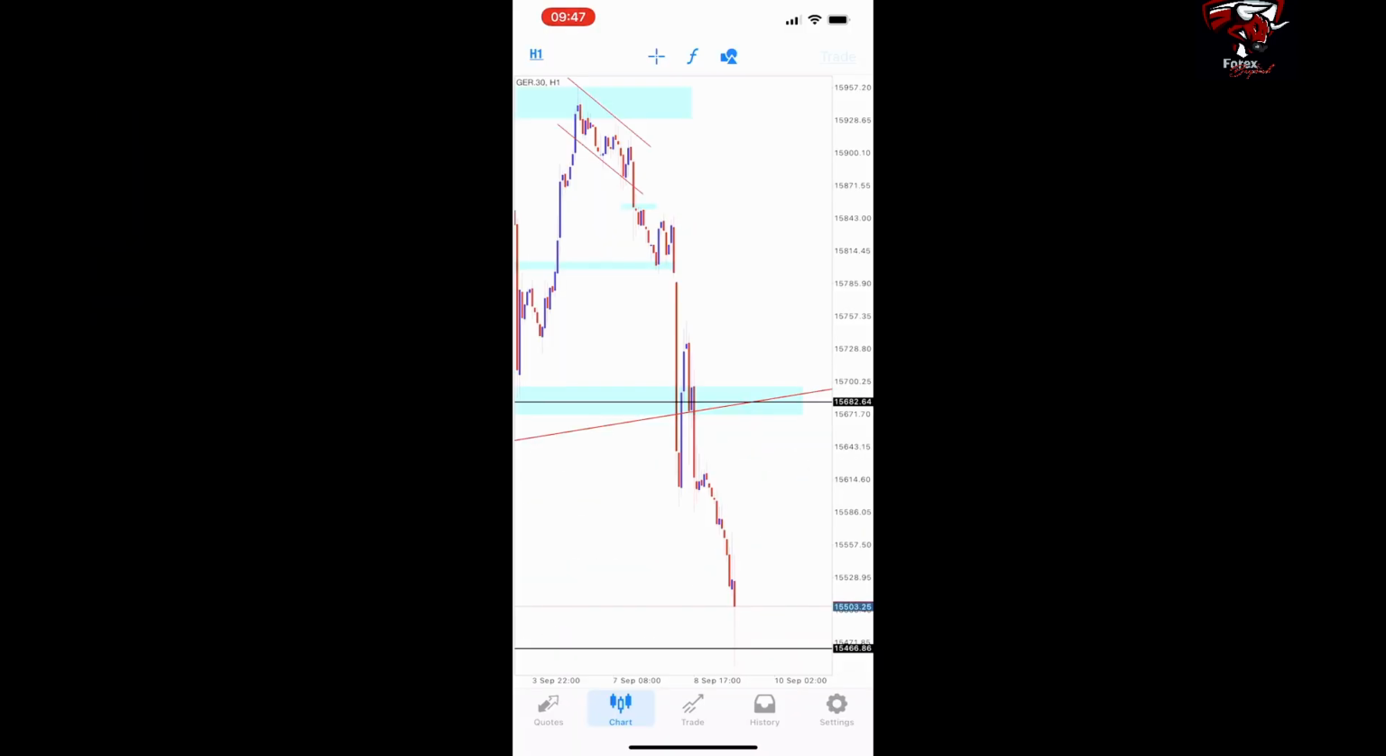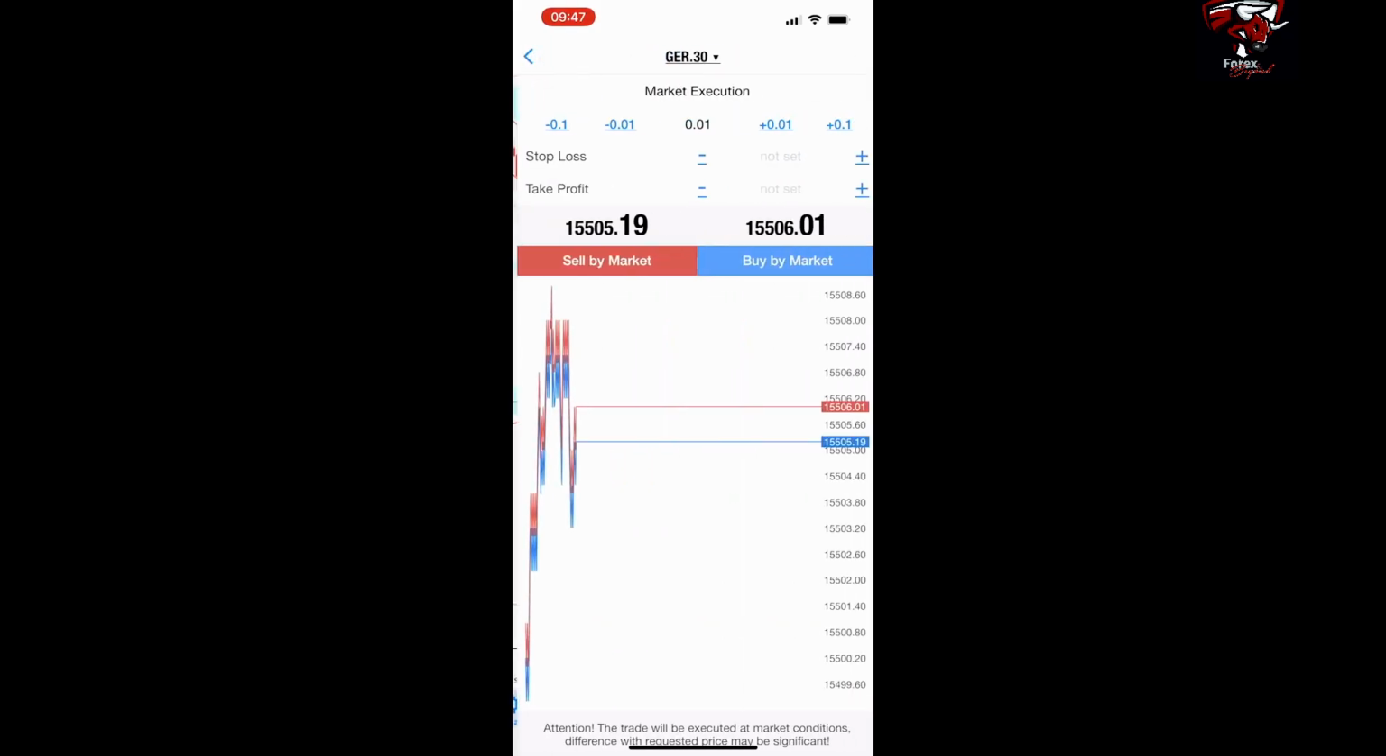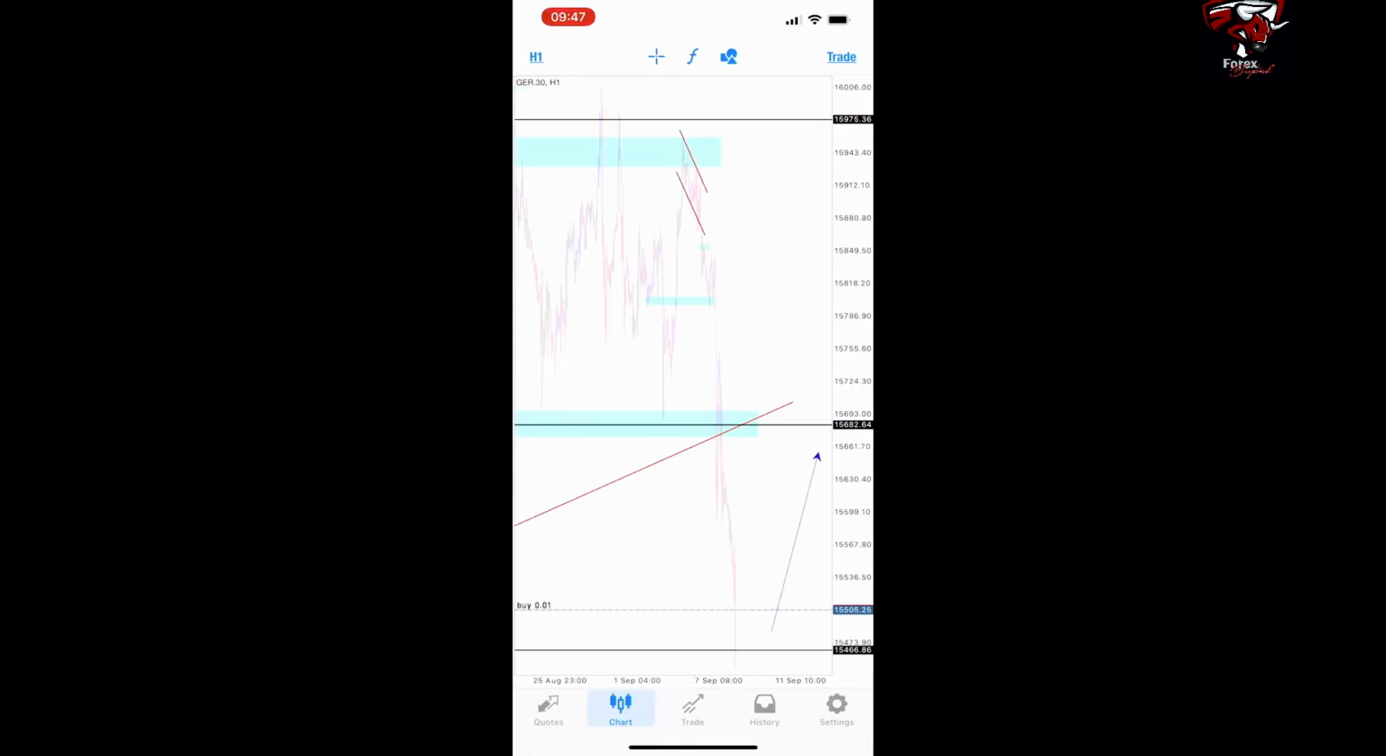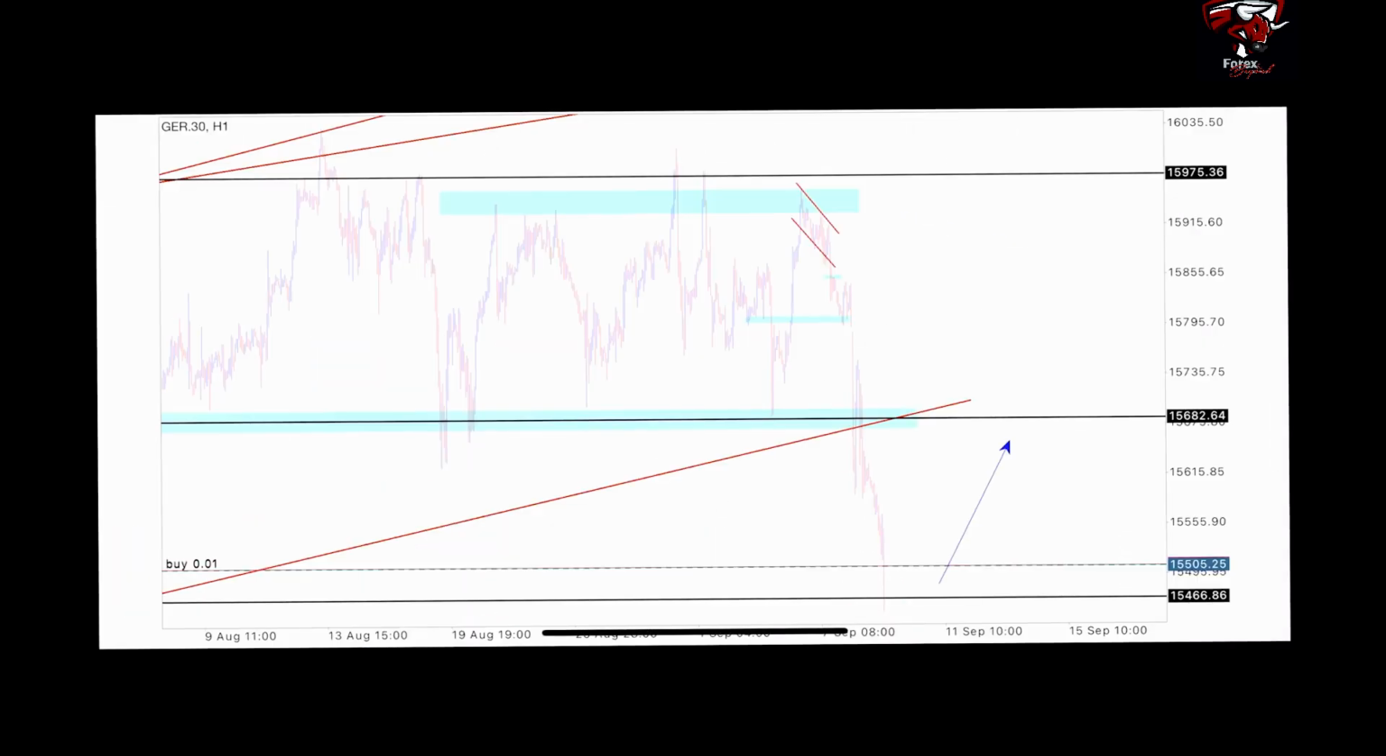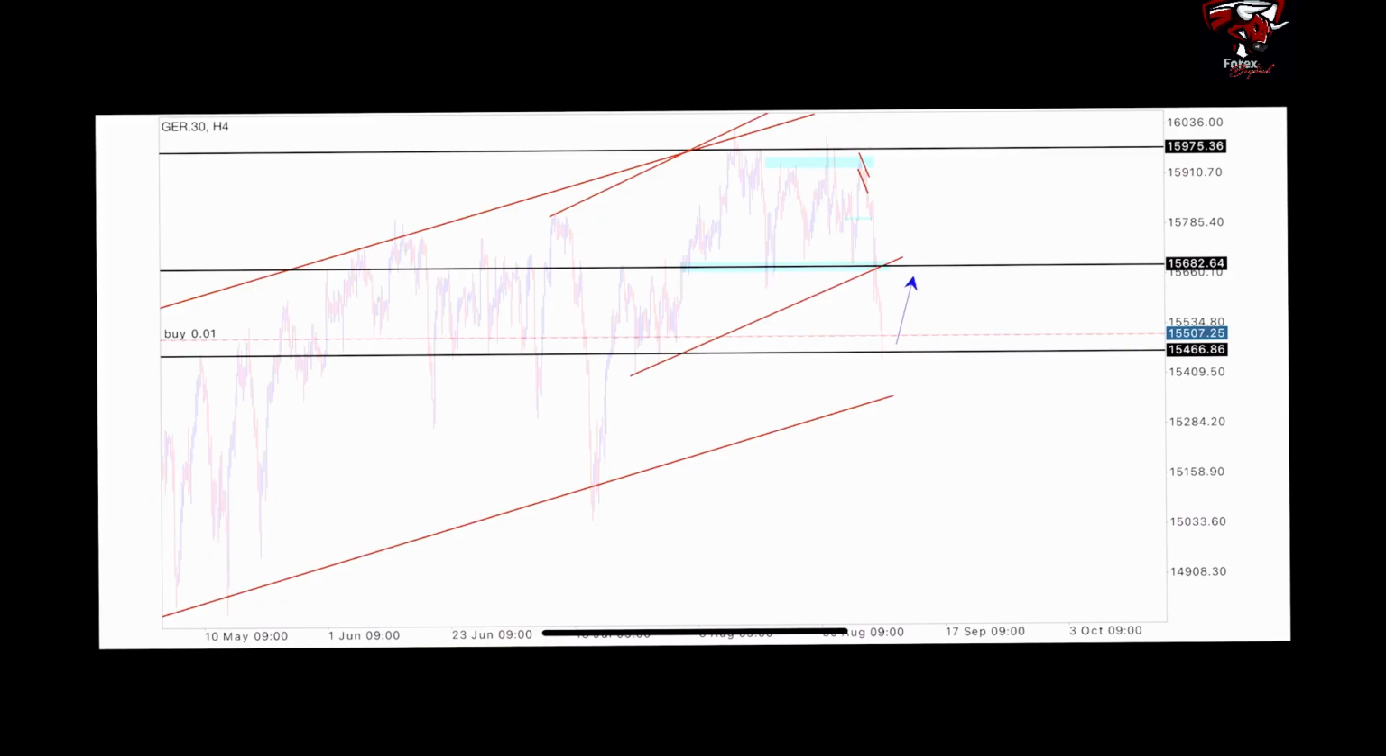Speaking of which, let me somewhat enter my buys. Lot size 0.01 German 30, guys. You know the vibes, man. That's how it is, guys. And currently that is only the risk I'm applying on this account. Proper risk management all the way.